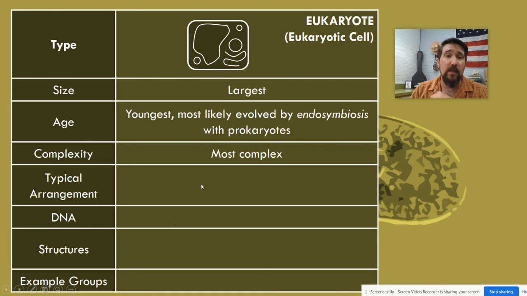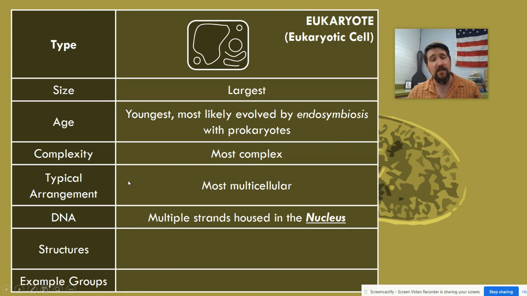Eukaryotic cells are the most complex cells. They have lots of different structures in them. Most eukaryotic organisms are multicellular, that is, multiple cells working together as one common organism sharing the same DNA. But there are unicellular eukaryotes out there, like the paramecium we saw in the previous slide.